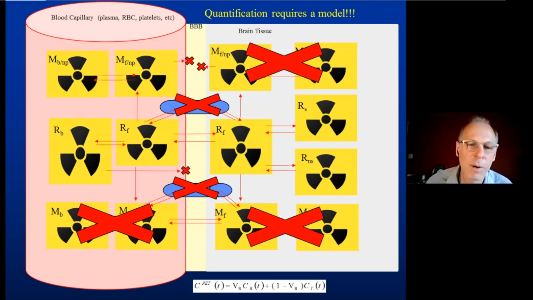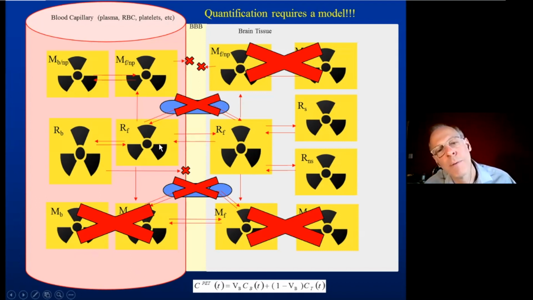A nice reversible radioligand will not have radiometabolites that can cross the blood-brain barrier. And it crosses the blood-brain barrier only by passive diffusion. In addition, a nice reversible radioligand will not be metabolized inside of the tissue. So this simplifies our model a lot.